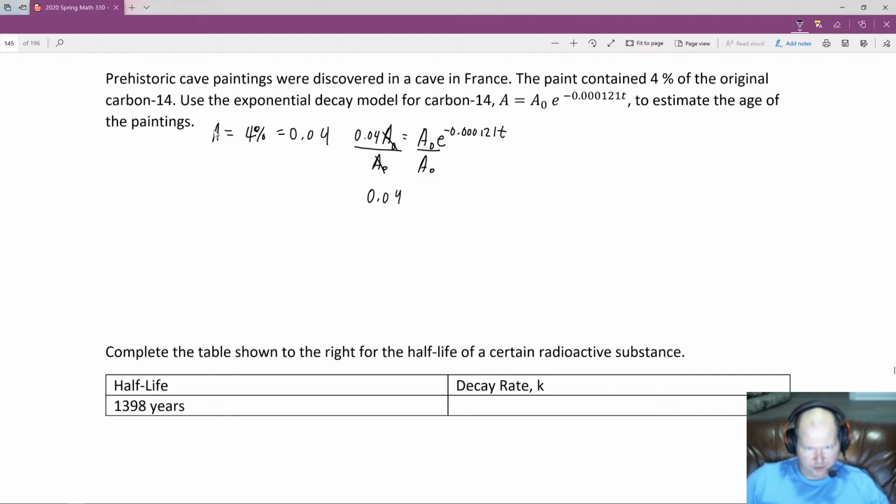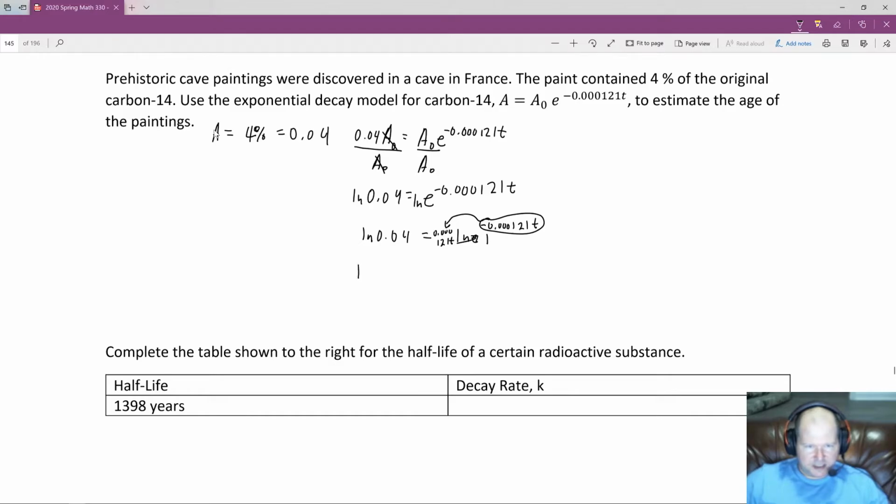So it leaves you 0.04 is equal to e to the negative 0.000121 t. Now I want to get this exponent down to the front, so I'm going to take the natural log of it, and whatever I do to one side I do to the other. It gives me the natural log of 0.04 is equal to the natural log of e to the negative 0.000121 t, except now I'm going to pull this entire exponent down to the front. So I end up with 0.000121 t. Okay, and then the natural log of e just goes to 1.